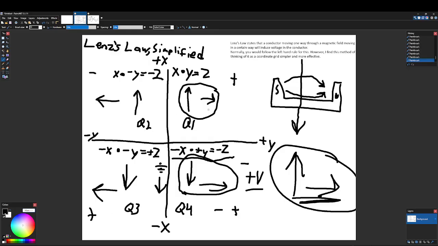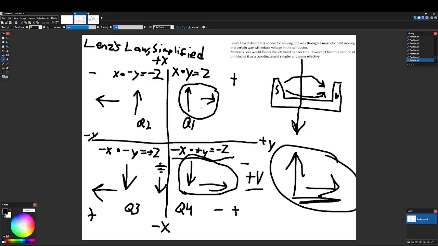So I know that this is definitely a little bit cluttered, but I think that what I mean to say is coming through. Instead of worrying about which way your thumb and your fingers are going, you can think about: is my field going right, and is my conductor going up?